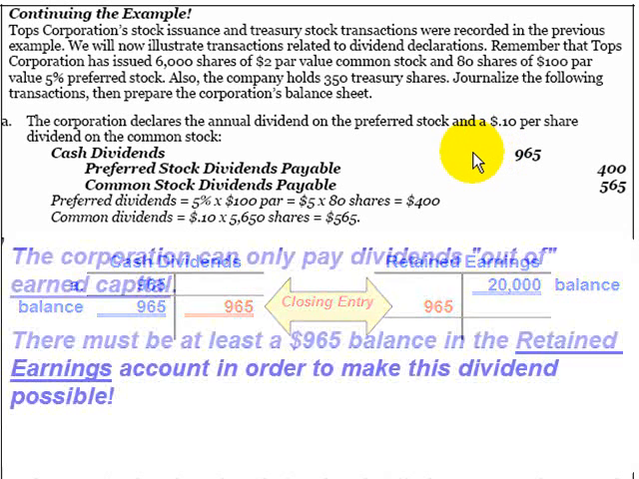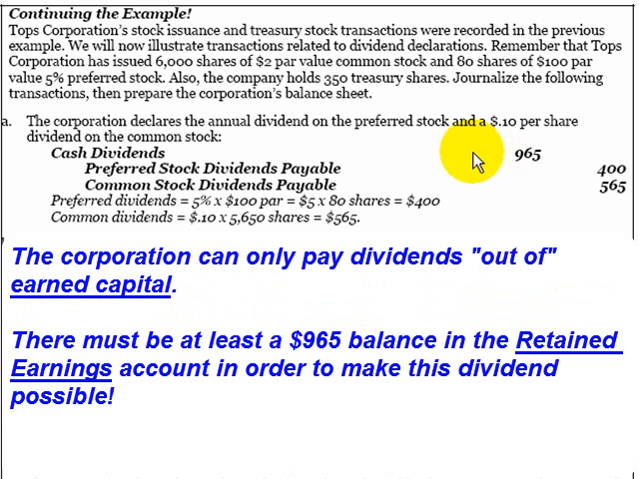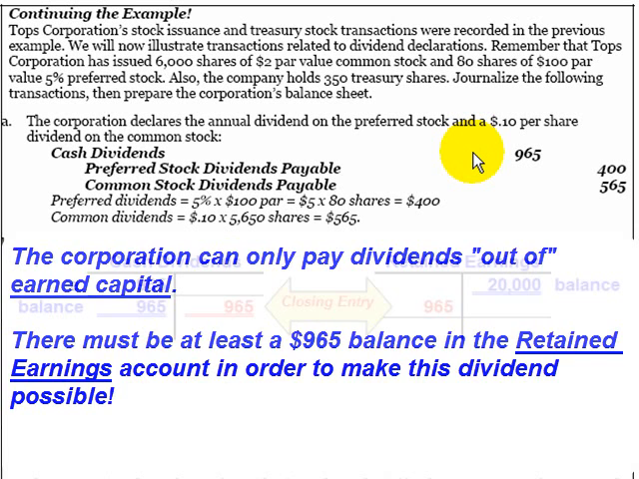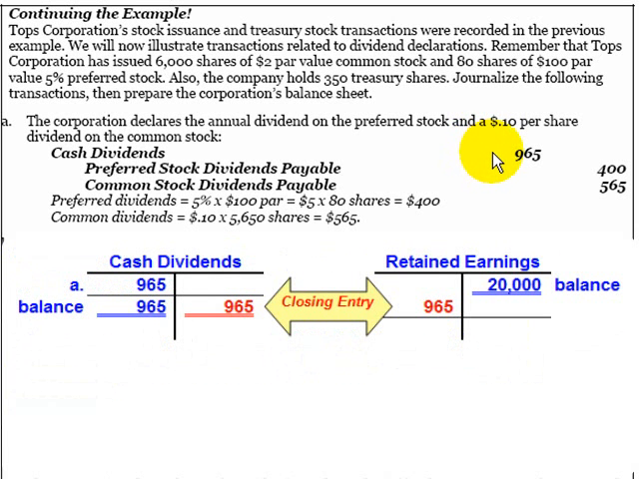The retained earnings account represents the earned capital of the corporation, and under legal capital laws, if there is any debt outstanding, then the corporation cannot make a payment out of paid-in capital. There would have to be earned capital in the business in order to pay a dividend. This earned capital is recorded in the retained earnings account, and eventually, when cash dividends is closed to retained earnings, the $965 will be taken out of the retained earnings account balance. This represents earned capital that's been paid out to the stockholders.